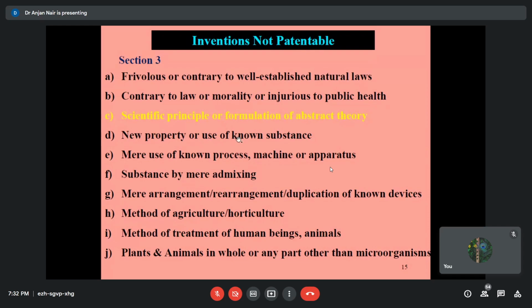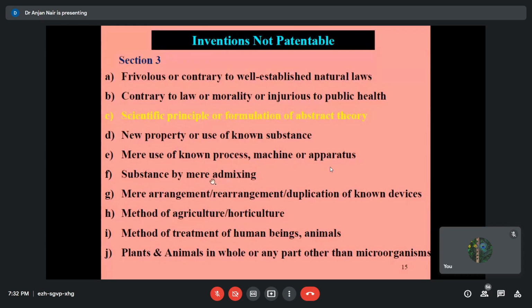There are so many chemicals available. For example, benzene is there, and you say, okay, benzene can be used for a new application in the cleaning of mobile phones. No, that will not be awarded, because benzene is already existent. Just because you have found a new use, you will not get a patent. Then again, mere use of a known process, machine or apparatus, again self-evident.